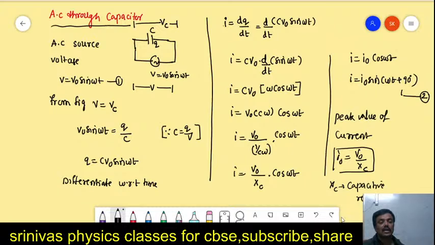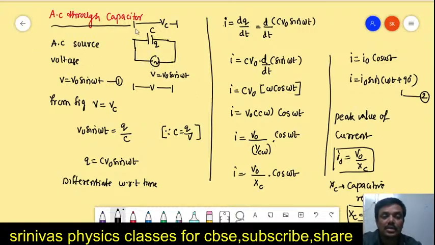For the AC, how much resistance is the capacitor offering? That is called the capacitive reactance. Its formula is 1 by C omega. Capacitive reactance XC formula is 1 by C omega. Now, if you see this equation, in case of inductor, we got the current equation as omega t minus 90. In case of capacitor, we got omega t plus 90.